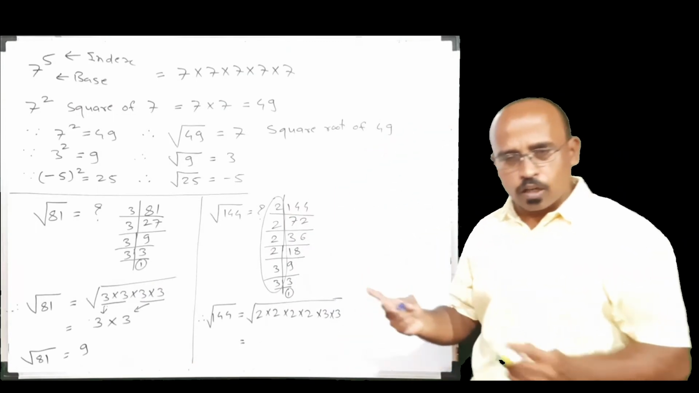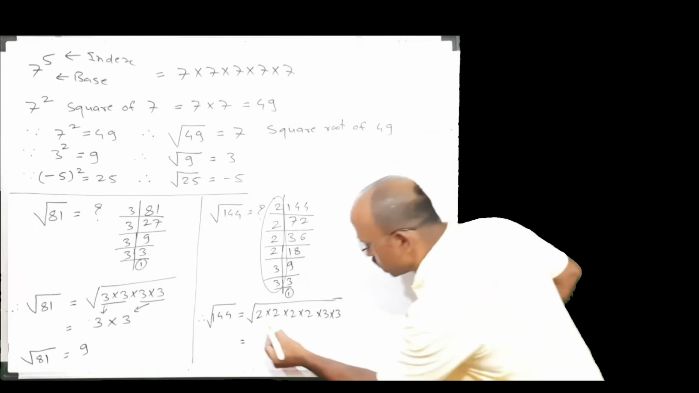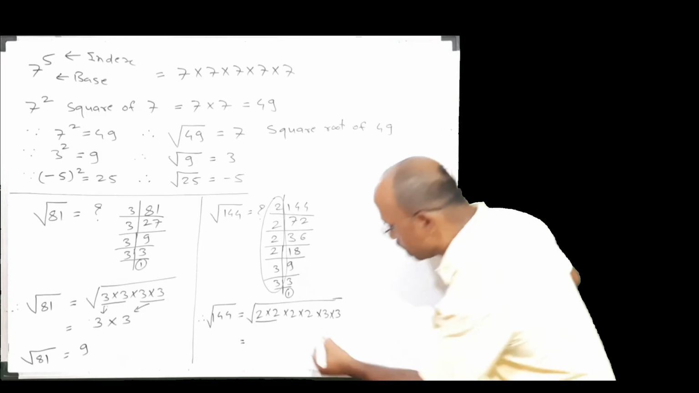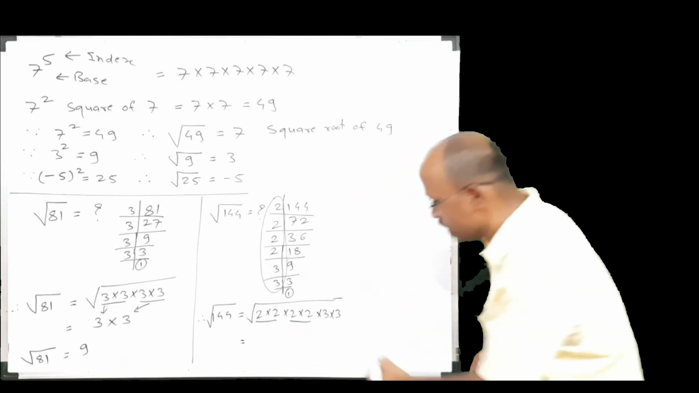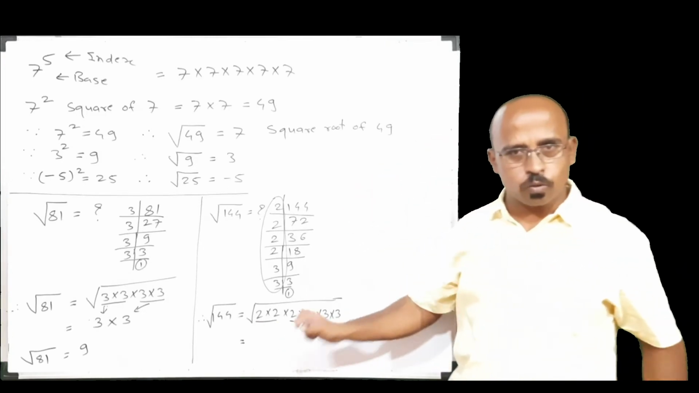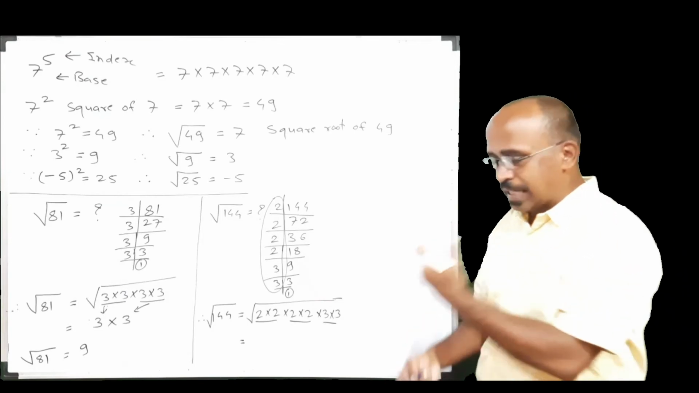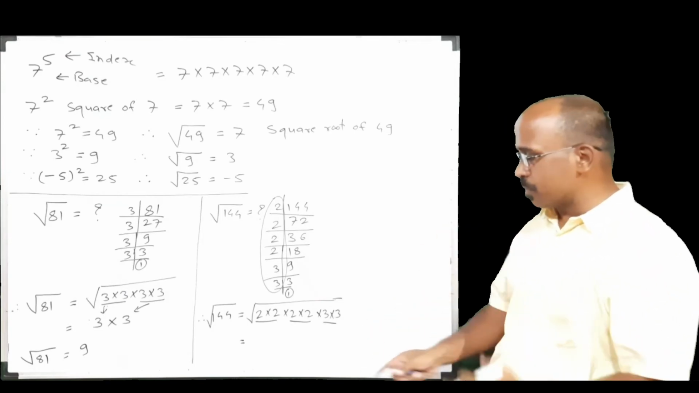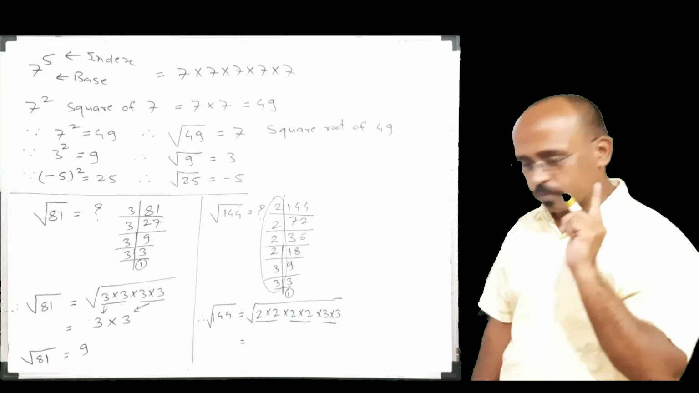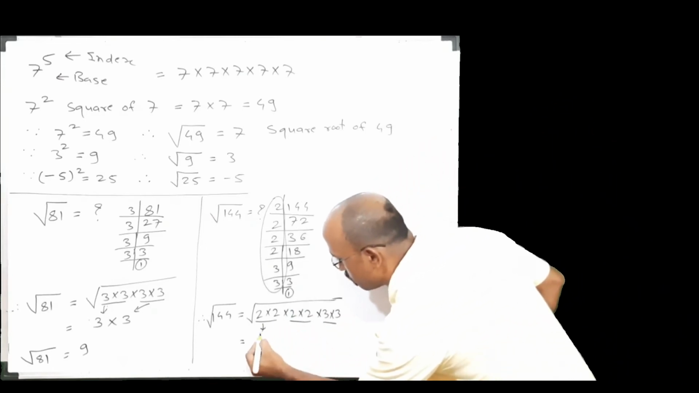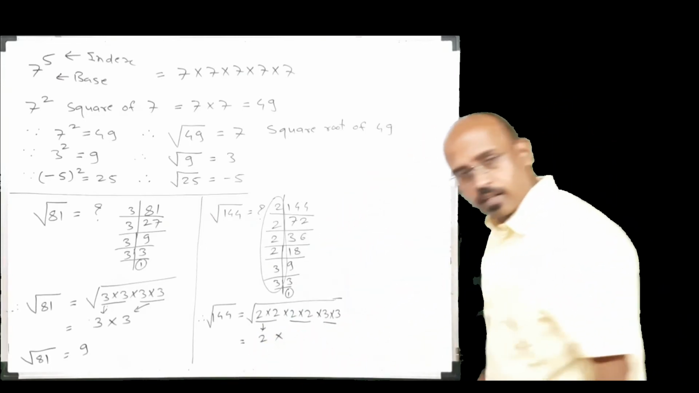Next step is make a group of two similar numbers. So these two are similar, these two are similar, and these two are similar. Okay, group of two equal numbers. Then what is the next step? Next step is for each group take one number out of the radicand side. So for this group, this 2 will come out of the radicand side.